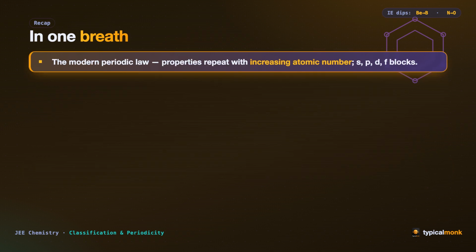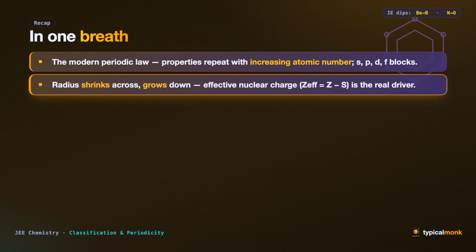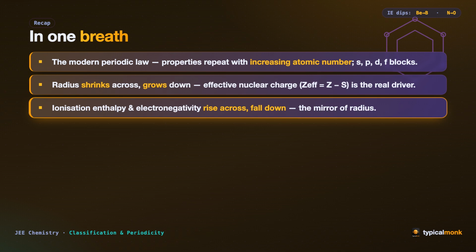Let us gather the whole class in one slow breath. The modern periodic law. Properties repeat with increasing atomic number sorted into the s, p, d, and f blocks. Atomic radius shrinks across a period and grows down a group, and the real driver behind that, and every other trend, is effective nuclear charge, estimated by Slater's rule. Ionization enthalpy and electronegativity rise across a period and fall down a group, the mirror of radius.